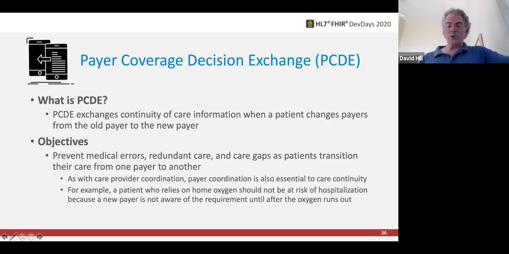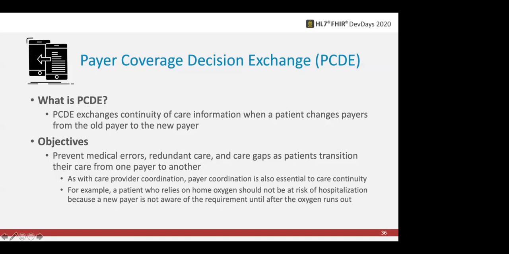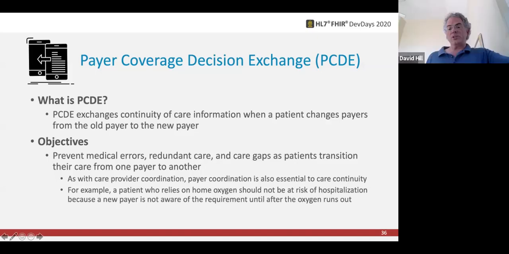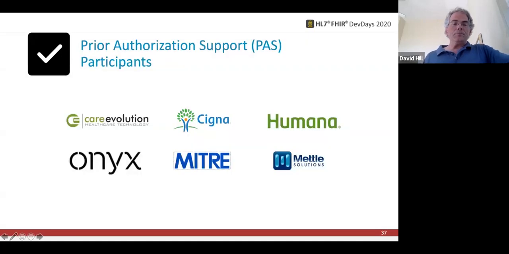A lot of times things fall through the cracks. And so payer coordination is also essential to care continuity as well as provider coordination. And so, if a patient has home oxygen, they shouldn't be at risk of running out of oxygen when they move from one payer to another. And that's really what this is trying to solve. So there's a number of folks that are involved in this effort as well.